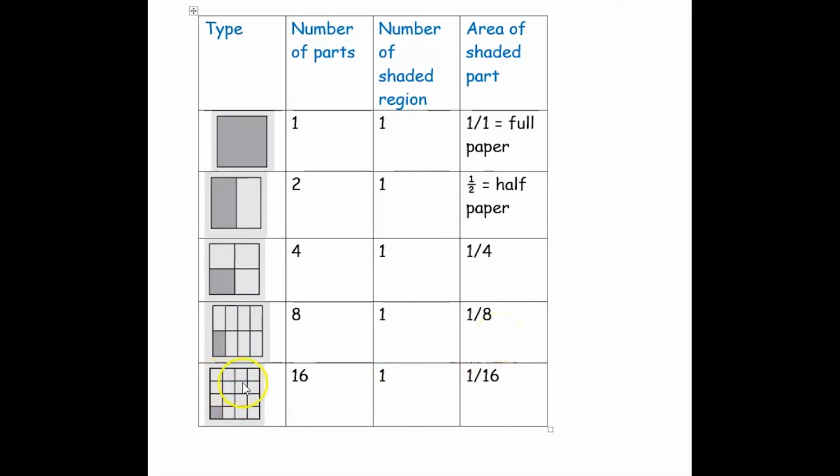Next, we are dividing the same square sheet into 16 equal parts. So number of parts will be 16 and only one part is shaded. So area of the shaded part will be shaded part divided by total number of parts. So shaded part is 1 divided by total number of parts is 16. So area is 1 divided by 16.